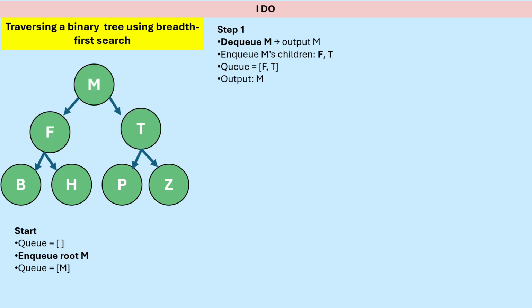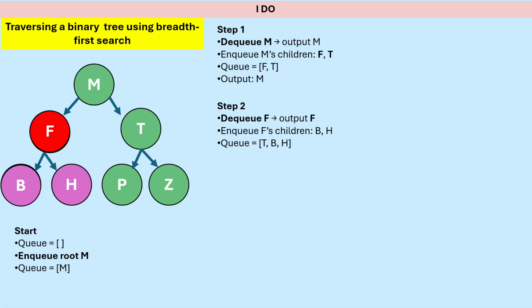The next on our queue is letter F. So we're now going to look at F and its children. We look at F and we dequeue F. Once we dequeue the letter F, we then need to enqueue its children, B and H. Now, if you think about our queue, at the start we had F, T. F has been dequeued, and we're putting B and H at the rear end. So we would have T, B, H. And then we output M, F.